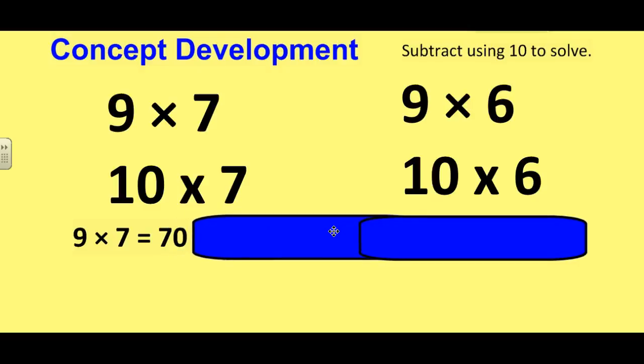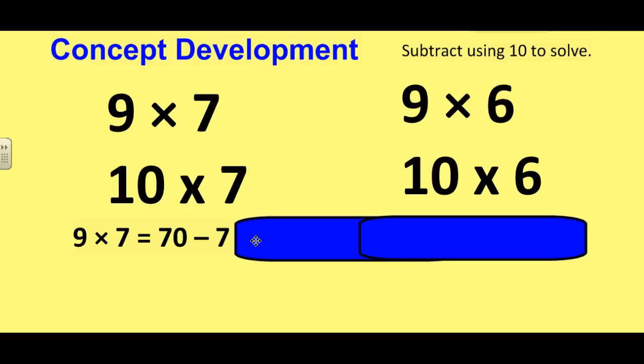Okay, but 9 times 7 is not 70. So what is it that we need to take away from 70 that will tell us what 9 times 7 is? And at first we had 9 sevens, which remember is 9 groups of 7. And then we have 10 sevens, which is 10 groups of 7. So what changed from here to here is that we added a group of 7. So now down here, to take back what we did, all we have to do is take a 7 away from that, and that's going to tell us what 9 times 7 is.